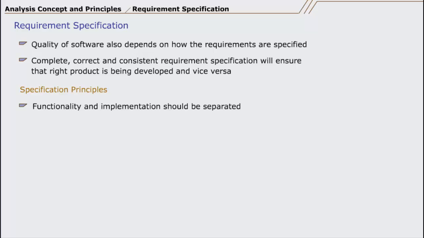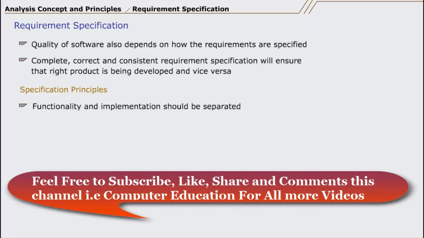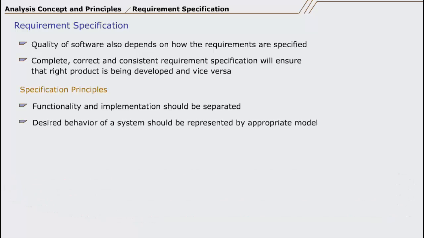Number 2. Desired behavior of a system should be represented by an appropriate model. The model should encompass data and functional responses of a system to various inputs. This exercise will increase the understanding of the working of the system. Basically, it will identify, given certain input, how the system will respond.